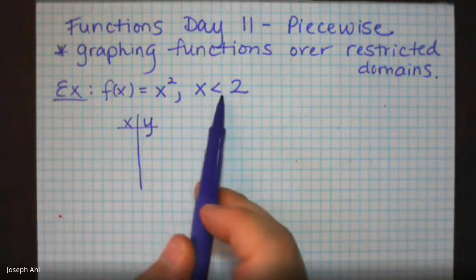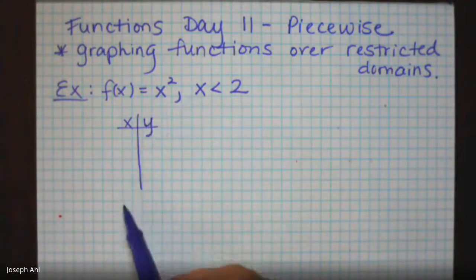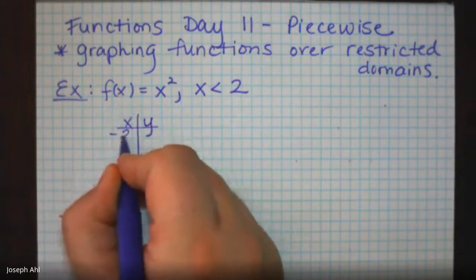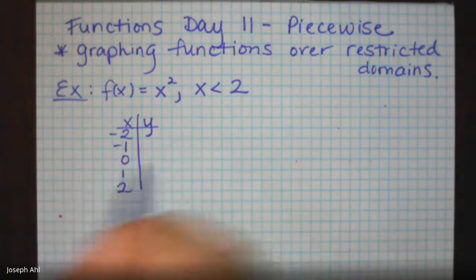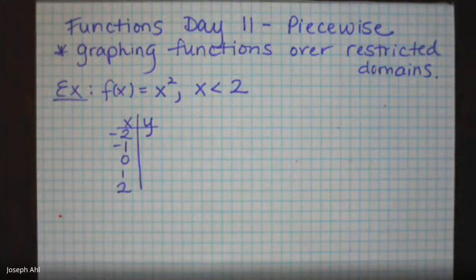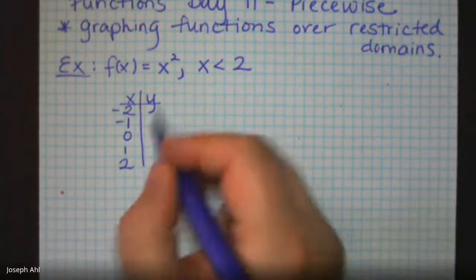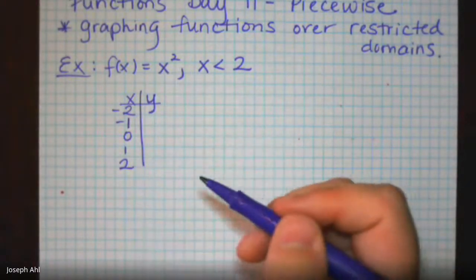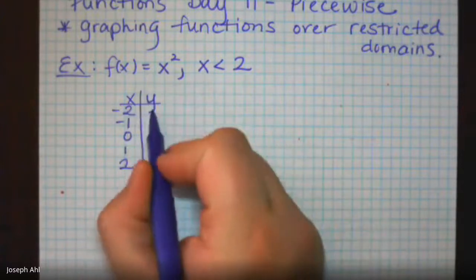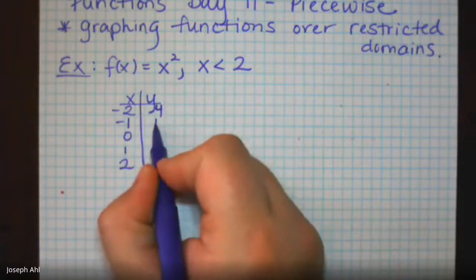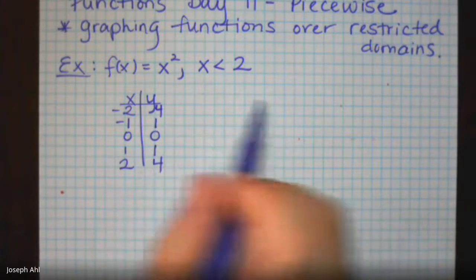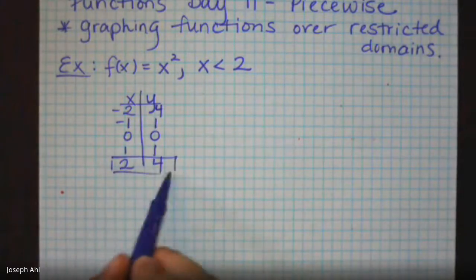Since I want x values to be less than 2, let's jump back a ways from x equals 2. Maybe I'll jump all the way back to x equals negative 2. And just to see what this looks like, I'm going to make a quick table of values by plugging these x values into my function, finding the y values, and then we'll plot them as points. Well, negative 2 squared I know is 4. Negative 1 squared is 1. 0 squared is 0. 1 squared is 1. 2 squared is 4. Okay. Now that last point, we're going to have to talk about in a second.